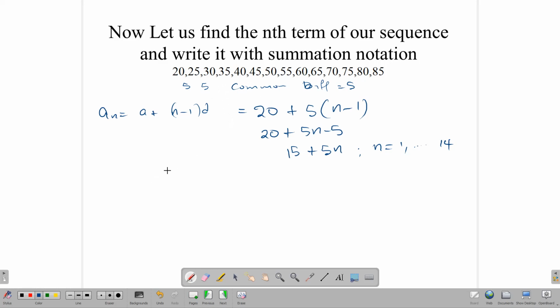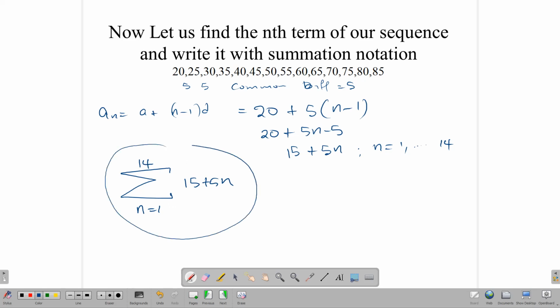And what we do is that we write our sigma notation. There are 14 terms. We start at 1. We write that here. And then the number that we stop at goes at the top. So from n equal 1 to 14. So this would read the sum of 15 plus 5n from n equal 1 to 14. And this is how we write our series.